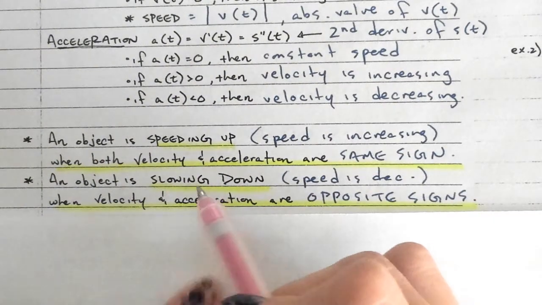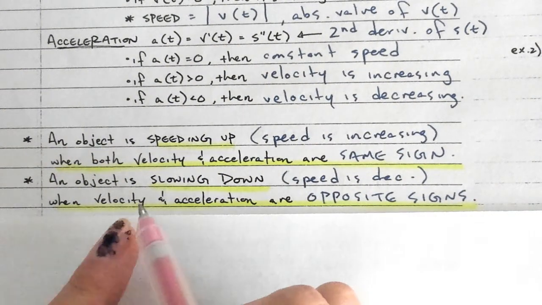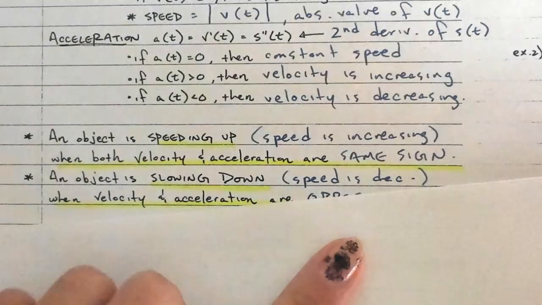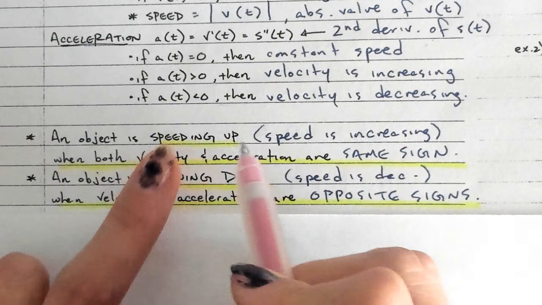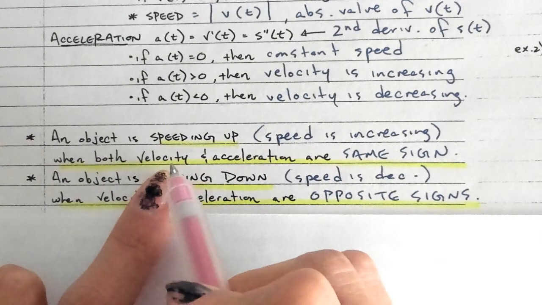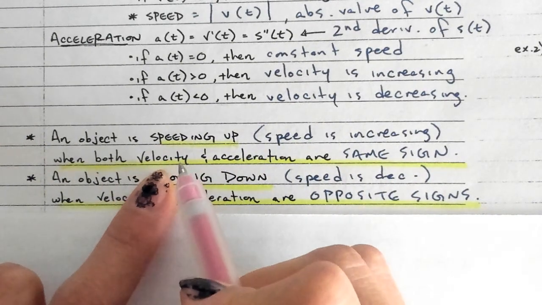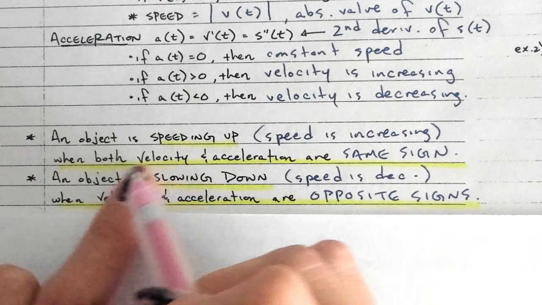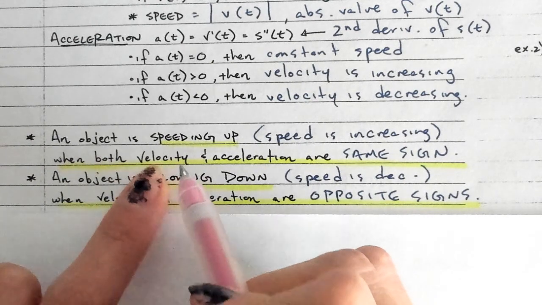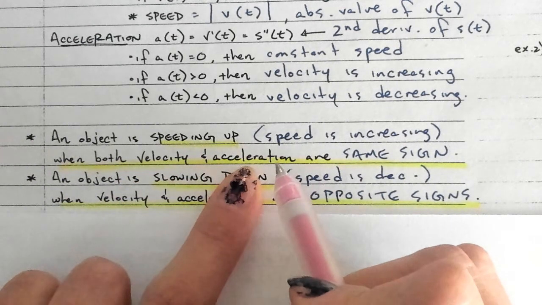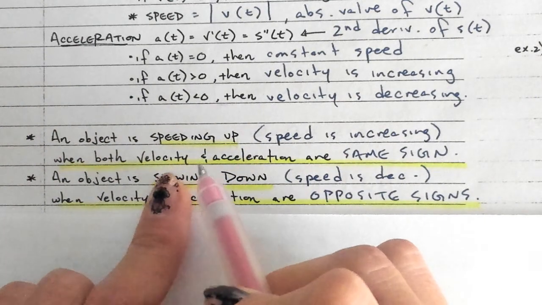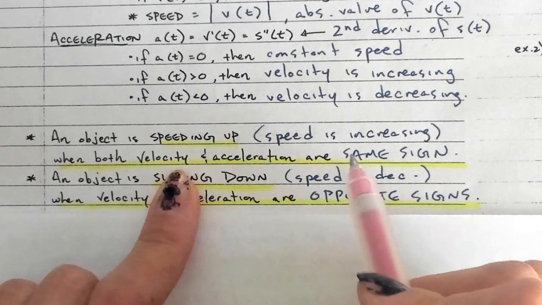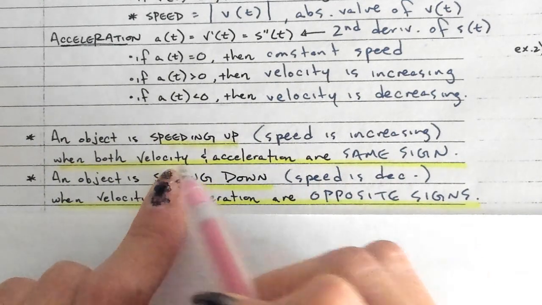An object is slowing down when your velocity and acceleration are the opposite signs. So here's an example of speeding up, same sign. Another example of speeding up would be if you're going the other direction. So you have a negative velocity and a negative acceleration. So you would still be speeding up. If you're speeding up in the other direction, you would have the same sign, a negative and a negative.